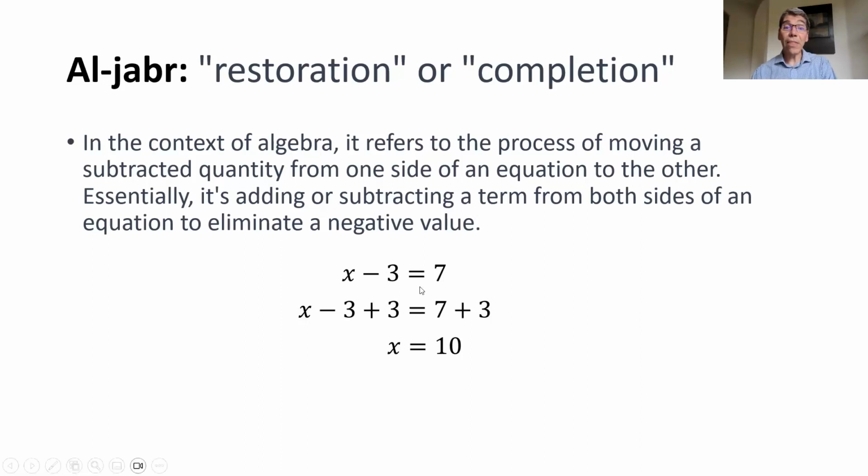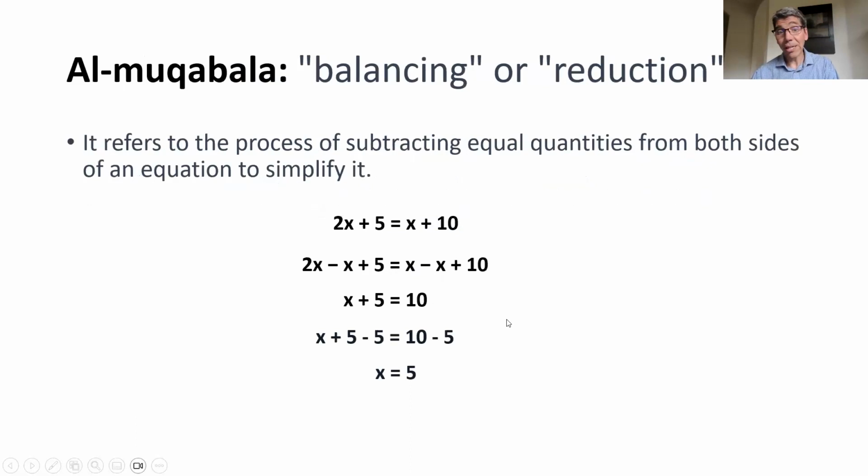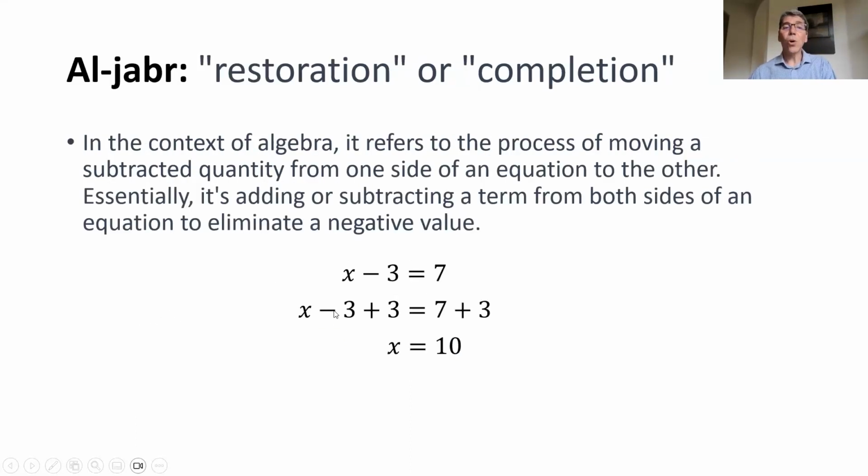So you can see that the equal sign remains this way. I started with something, so something minus 3 equals 7. That something minus 3 plus 3 is going to also equal 7 plus 3. So whatever I do to one side, I do to the other. And so when I actually calculate that, the minus 3 and the plus 3 cancel each other, and so I end up with the x. 7 plus 3 is 10. That is what algebra means.